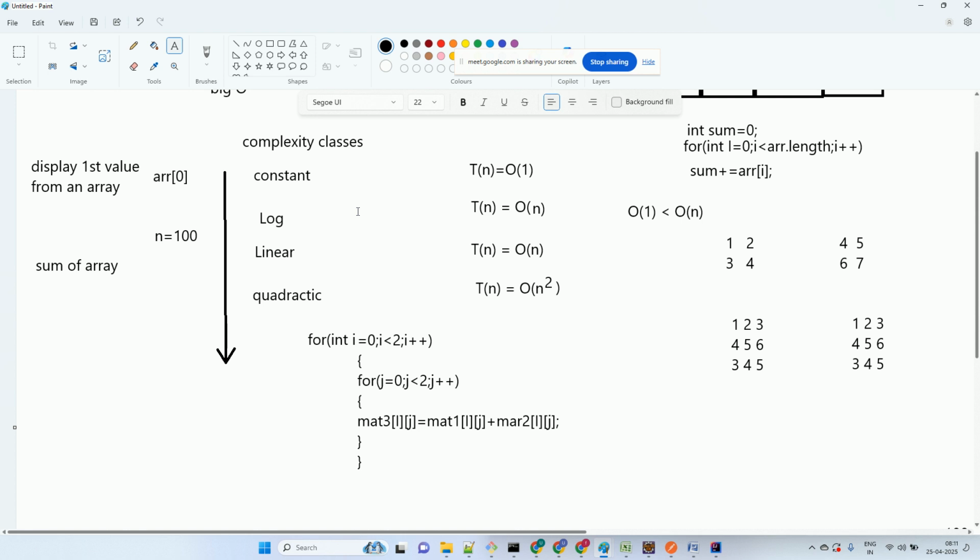What will be O of log n? Log n normally means to the base 2. So what should be the answer for this? If the value of n is 100, constant will always give me 1, linear will give me 100. So what is log 100 to the base 2? 7, right? So 7 falls between 1 and 100. This answer is 1. This answer is 100. So where does 7 fall between which two numbers?